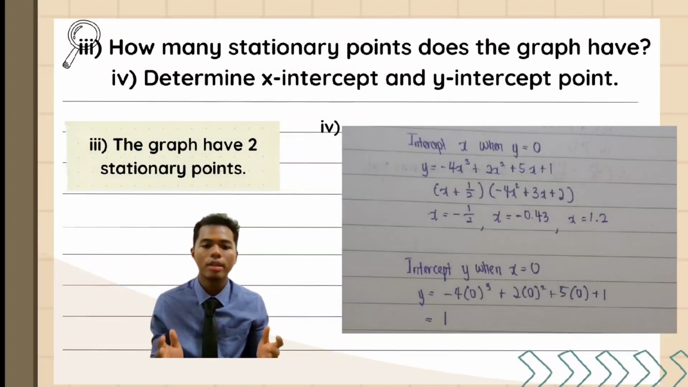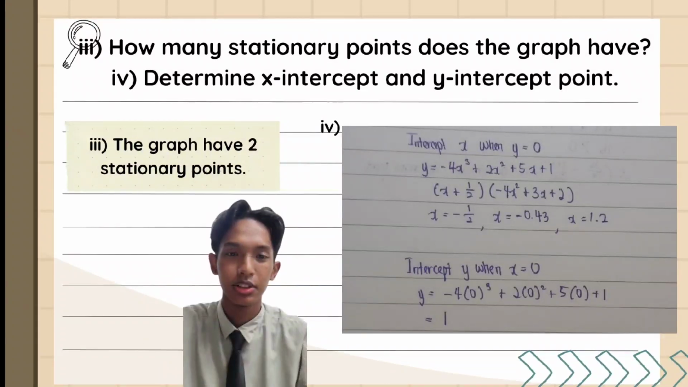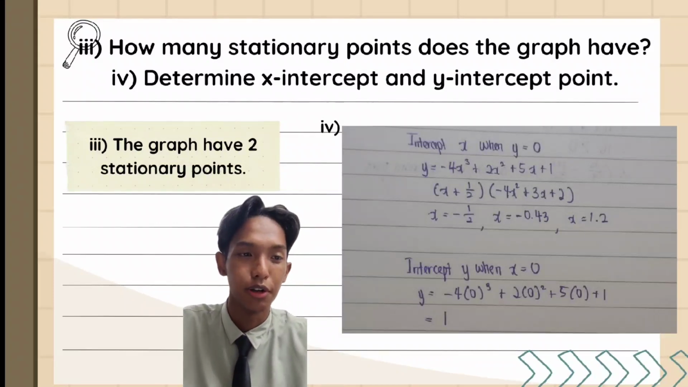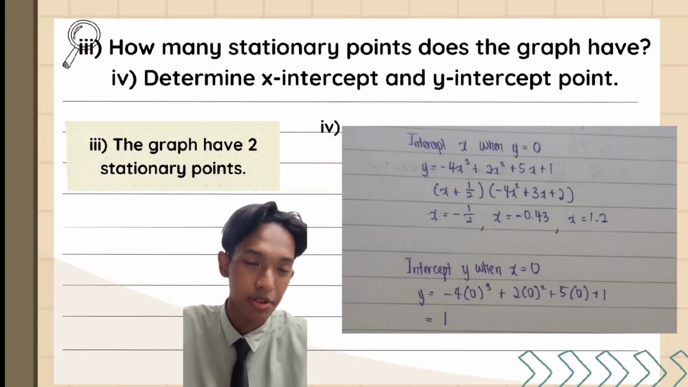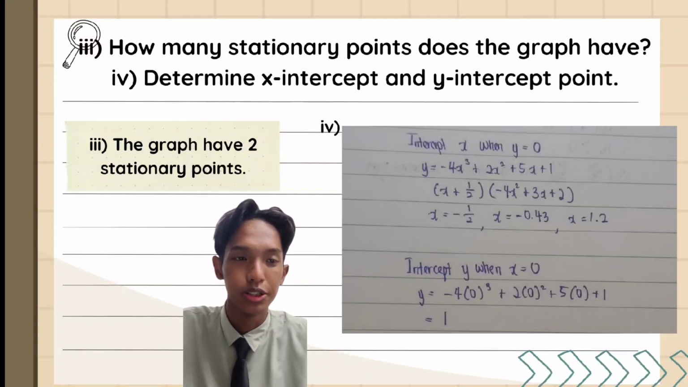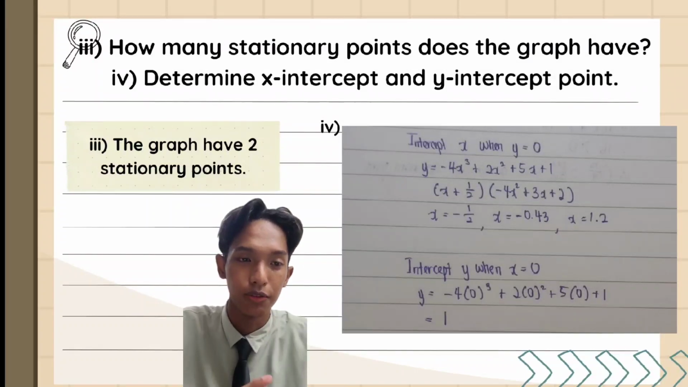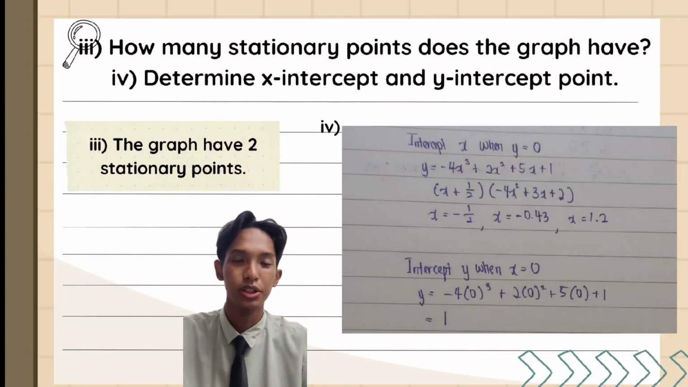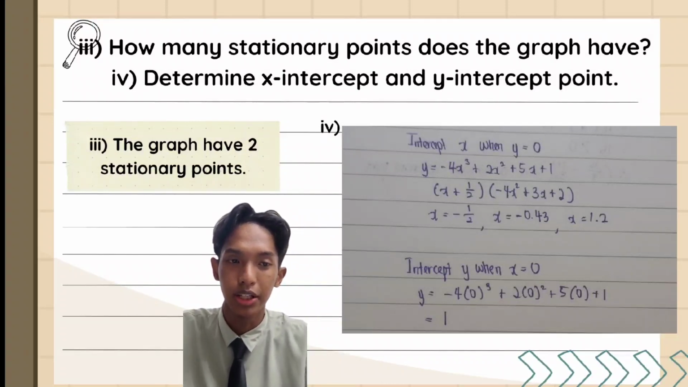Okay, next question is how many stationary points does the graph have? As we got the answer for the previous question, we have two stationary points. Next question is we need to find the x-intercept and y-intercept point. When we need to find the value of x-intercept, we need to use y equals to 0. So we solve the equation for y equals to 0. We get the x-intercept is negative 1 over 2, negative 0.4 and 1.2. For y-intercept, we need to use x equal to 0. So we replace the x with 0 and get the y-intercept is 1.